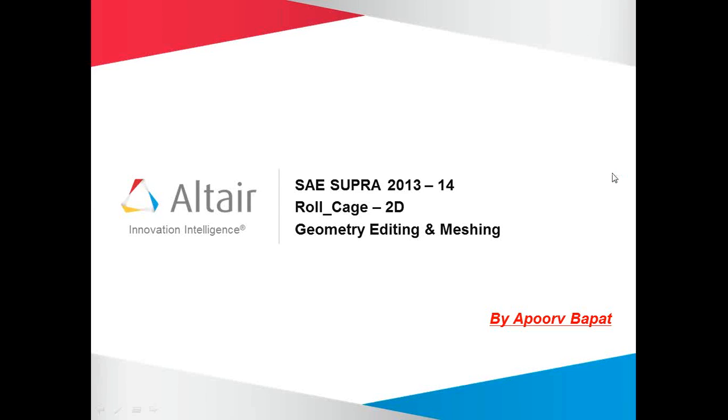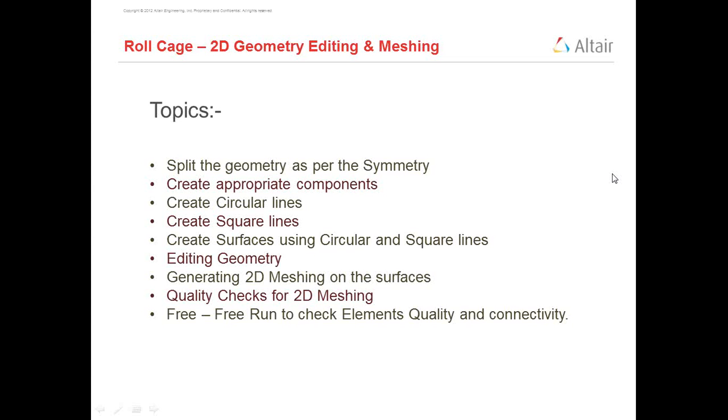In this video, I am going to cover how to do geometry editing and meshing on a 2D roll cage structure. First I'll show you how to create a 2D surface structure in HyperMesh, and then how to do the required geometry editing, and then the meshing. In this video, I am going to cover how to split the geometry.